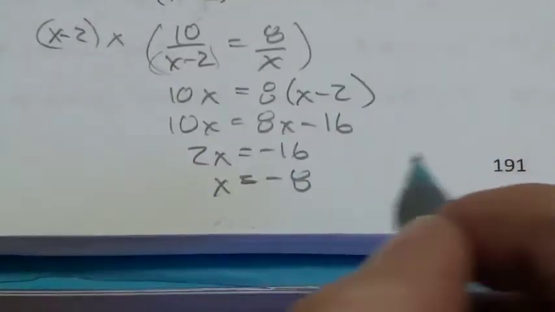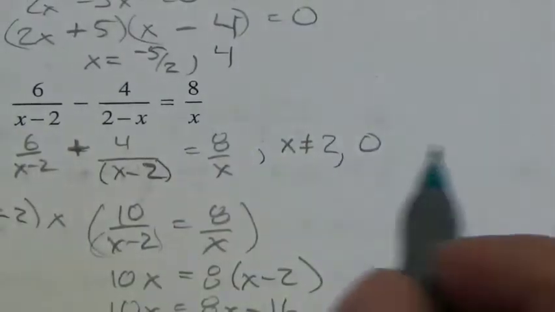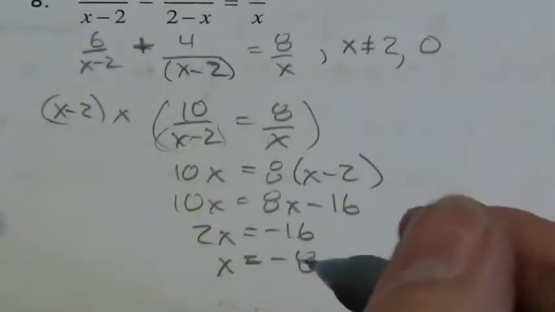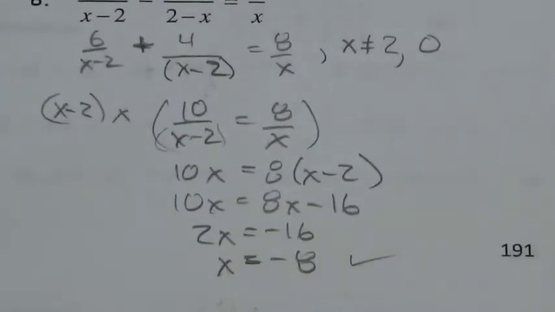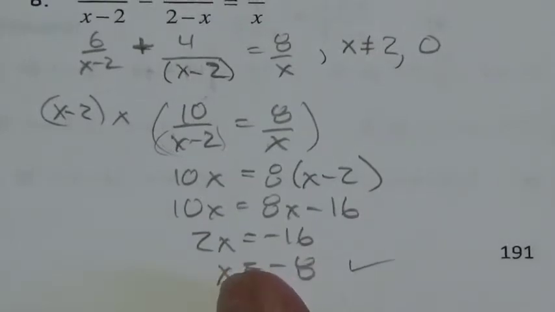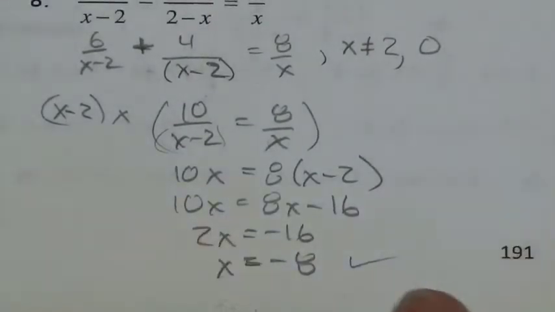Now, was that a non-permissible? Nope. Those were 2 and 0, so that's my solution. Okay, man, I hope that makes sense. I hope you're clear on that. So please make sure you're looking for non-permissibles. Make sure you're comparing those non-permissibles to your final answer.